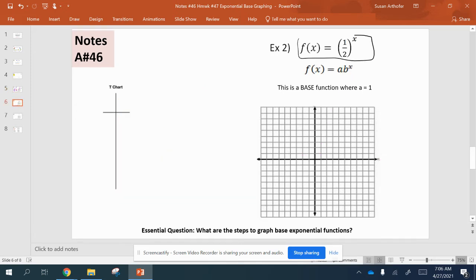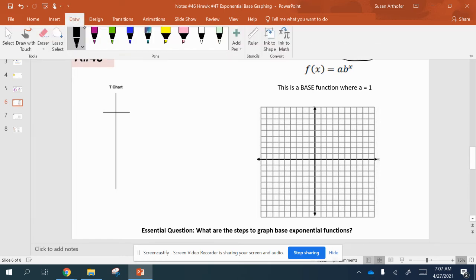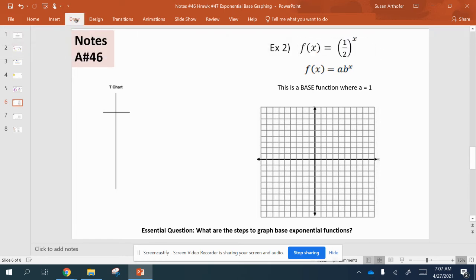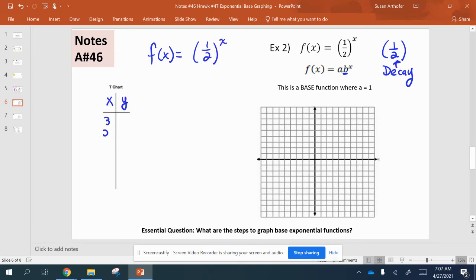Okay, write down this equation. Okay, because we have the base, the b, hooked to the x as a 1/2, this is going to give us a decay. So anytime your base is 1/2 as a fraction, you get a decay. So our graph is going to fall. So you should write down f of x is equal to 1/2 to the x. We're going to fill in our t-chart. And we're going to get started.